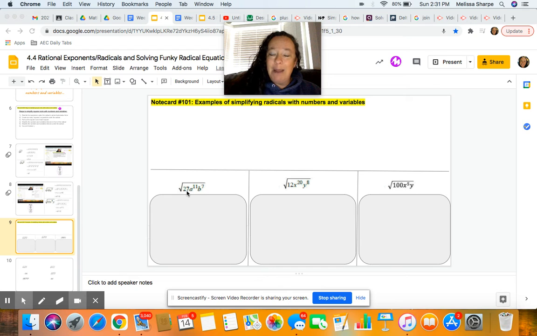27 is not prime. Probably you're thinking 9 times 3. That should be what you're thinking. And then you go, oh, well, 9's not prime, so that really would be 3 times 3 times 3. So the prime factorization of 27 is 3 times 3 times 3. And then a to the 11th, that would be a 11 times. And then b to the 7th, that would be b 7 times.